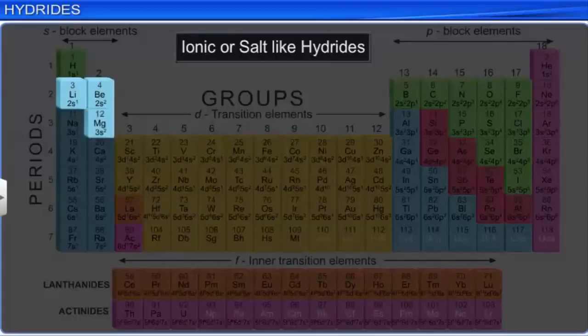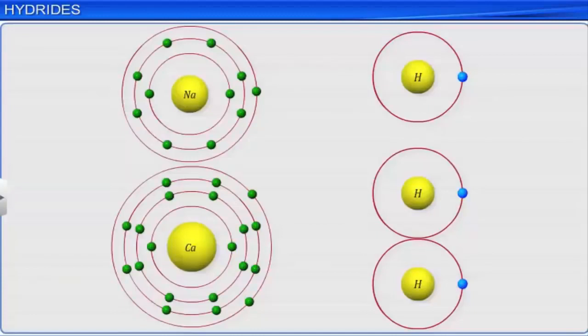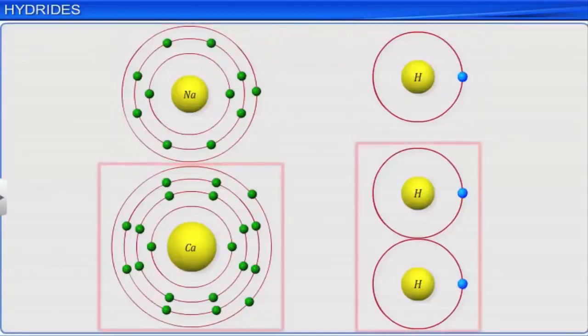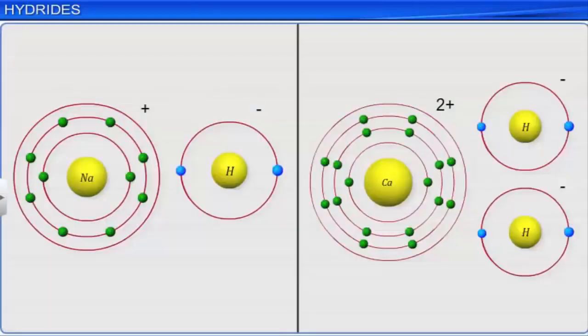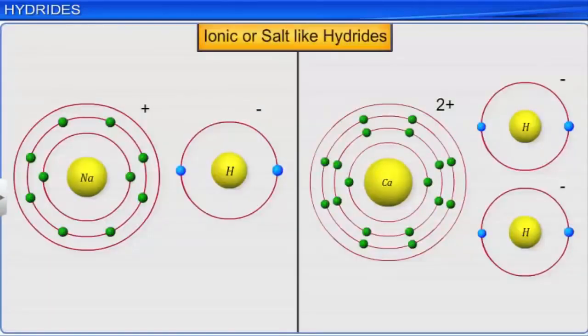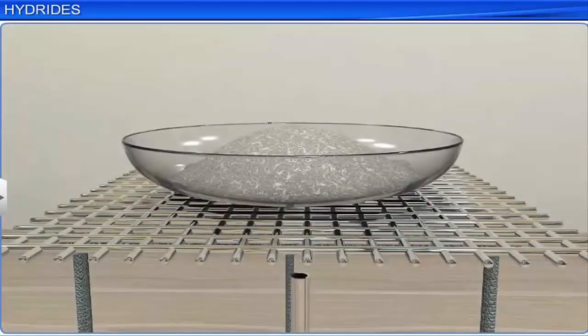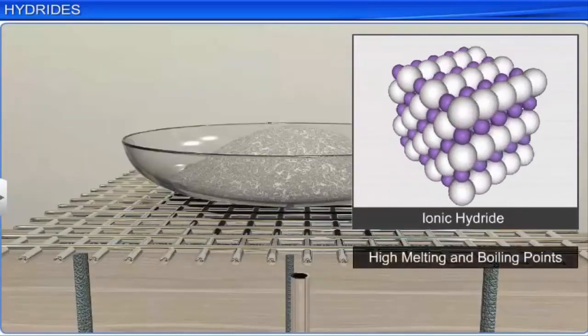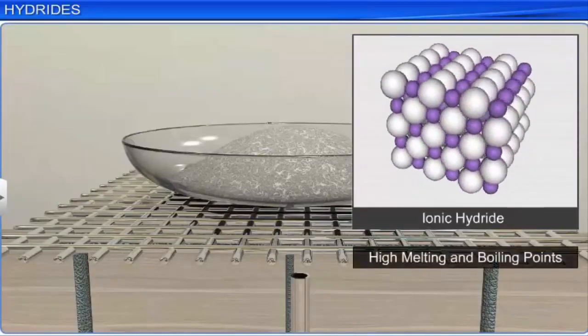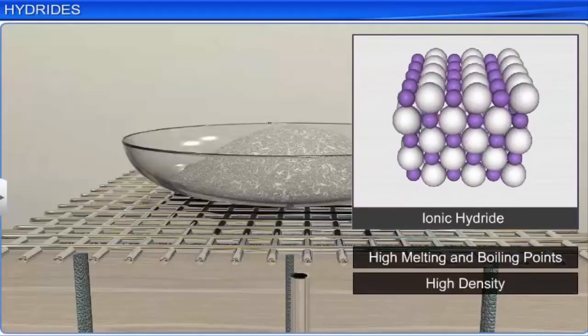Ionic hydrides like sodium hydride and calcium hydride are formed by the transfer of electrons from the metal atom to the hydrogen atom. This is also why they are called salt-like hydrides. Ionic hydrides are crystalline in solid state. They have high melting and boiling points. Their density is higher than that of the metals from which they are formed.